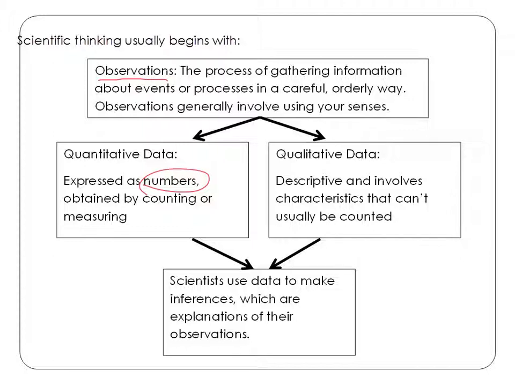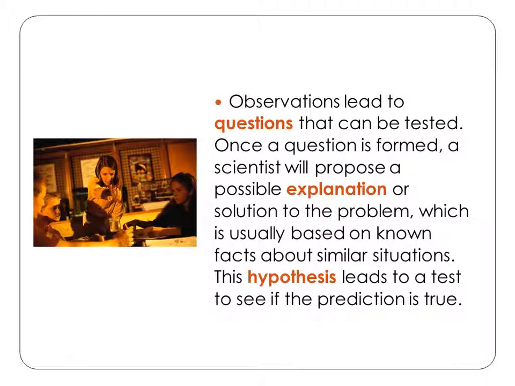So scientists use all of this data, both qualitative and quantitative, in order to make inferences, and that's just another way to say that they're trying to explain their observations. These observations often lead them to have some questions, and these questions are the types that can be tested by doing an experiment. Once you have the question, scientists usually come up with a possible explanation or solution to the question, usually based on some things that they know about other situations that are similar. So basically it's taking what you know already and predicting what you think is going to happen next, and that's known as a hypothesis.